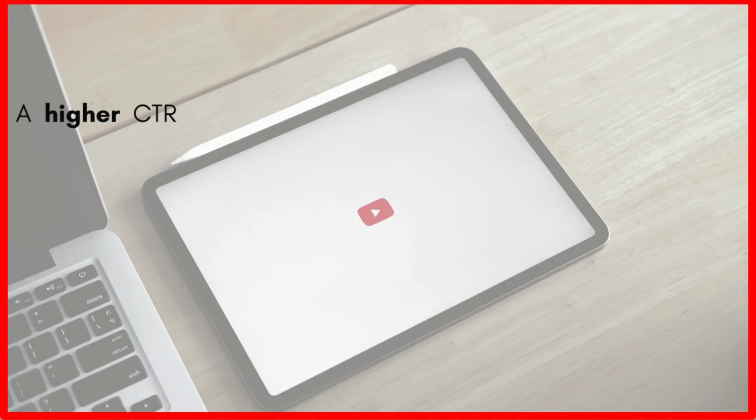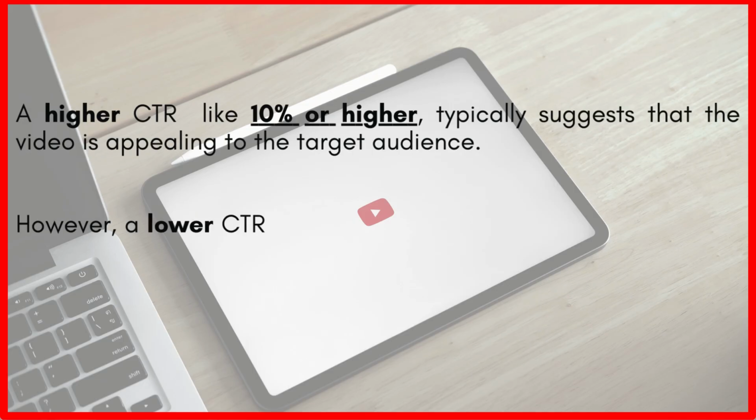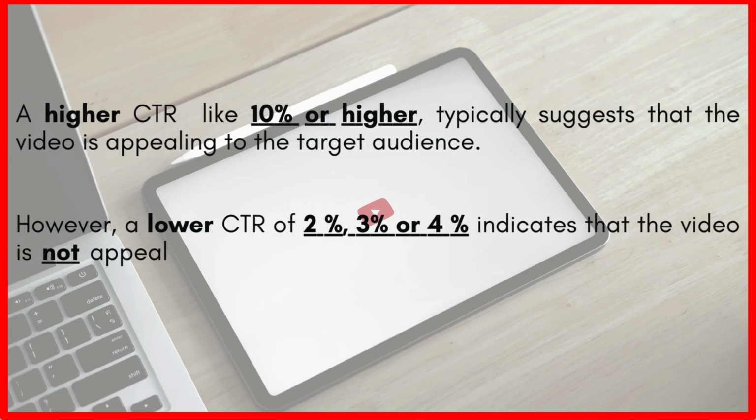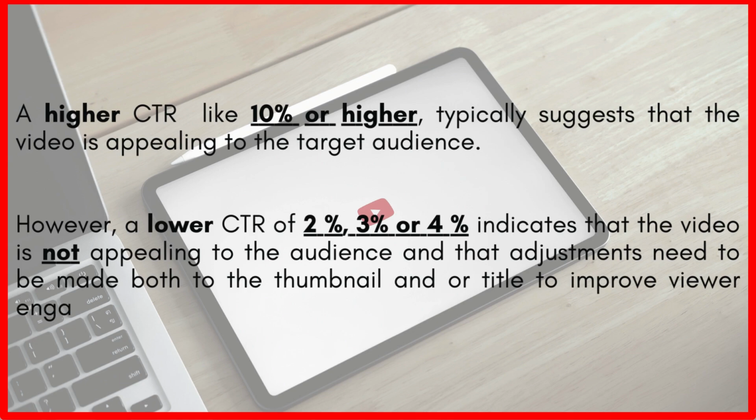A higher CTR, like 10% or higher, typically suggests that the video is appealing to the target audience. However, a lower CTR of 2%, 3%, or 4% indicates that the video is not appealing to the audience, and that adjustments need to be made both to the thumbnail and/or title to improve viewer engagement.